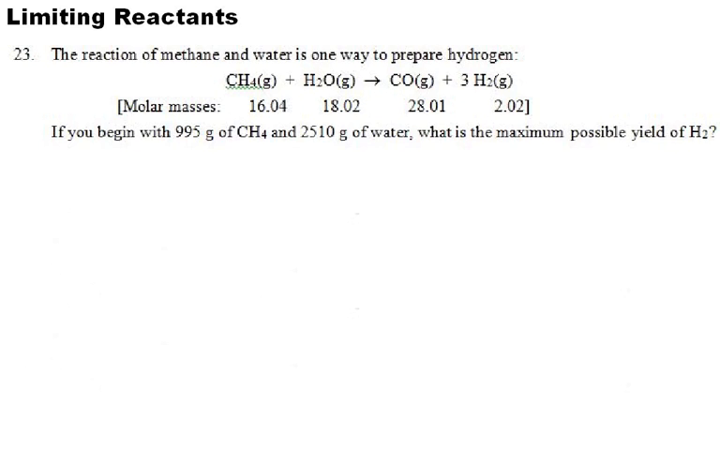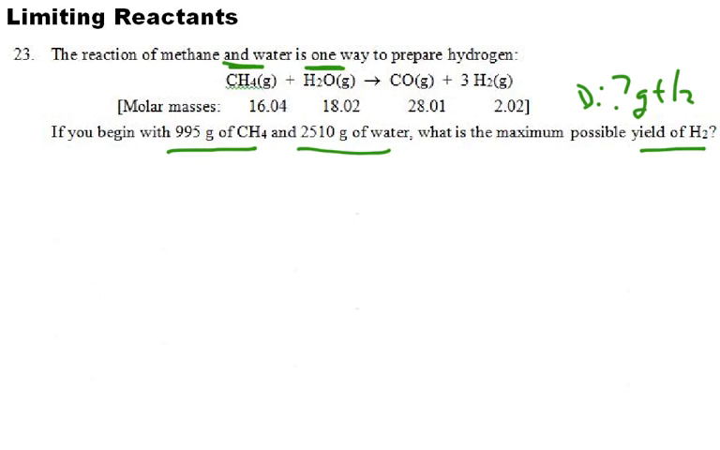Okay, now for limiting reactant problems. Limiting reactants are situations where we have 2 different givens. So we're going to have some of this methane and we're also going to have some water. And we have those two givens, and we're trying to find the possible yield of H2. So we want to know how many grams of H2.